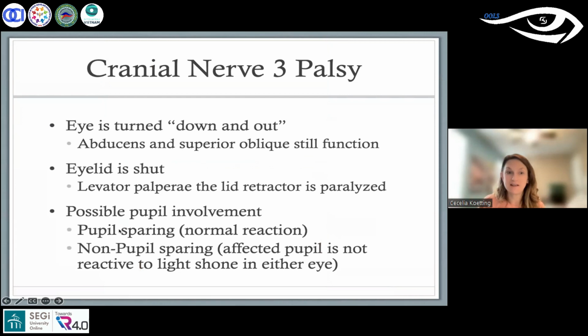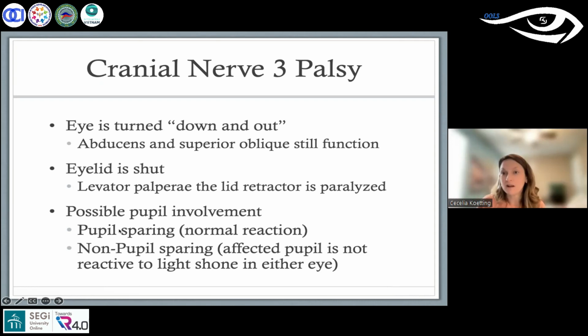Eyelid is shut because the levator palpebrae is also controlled by cranial nerve 3. Now, sometimes you can have it with only a partial lid closure. It doesn't always look as dramatic as that patient. You can also have a partial third nerve palsy, which means the eye may not be completely down and out, but they may still be talking about noticing a more diagonal kind of diplopia.